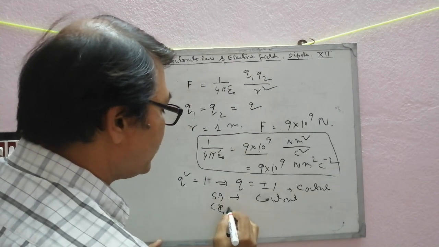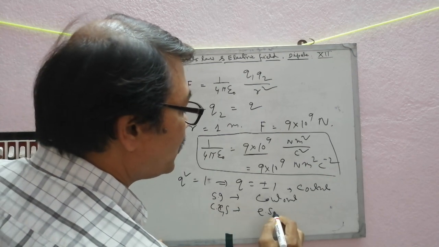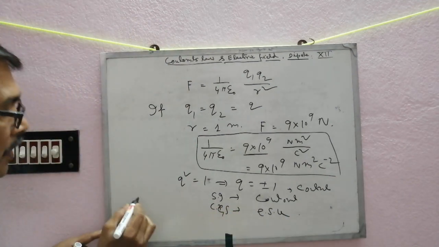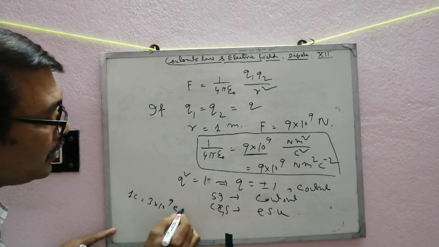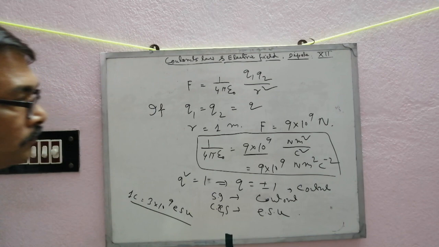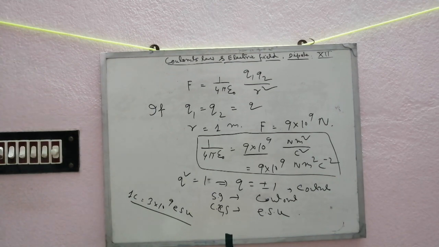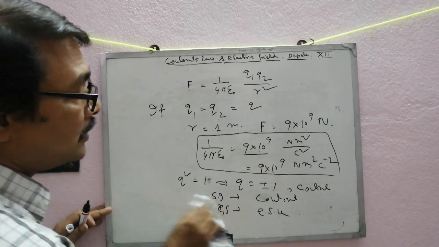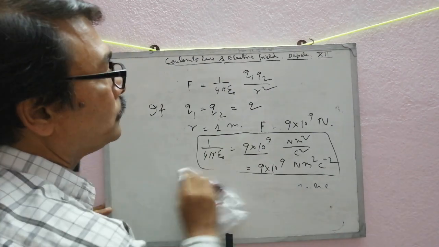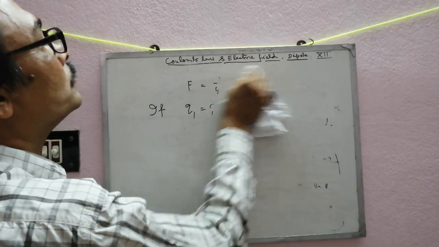And in the CGS system, electrostatic unit, the relation between them is 1 Coulomb equals 3 into 10 to the power 9 ESU. Okay. Now we'll go to the next topic.